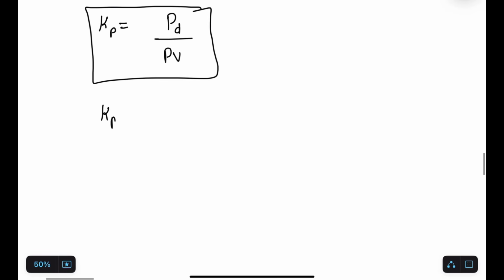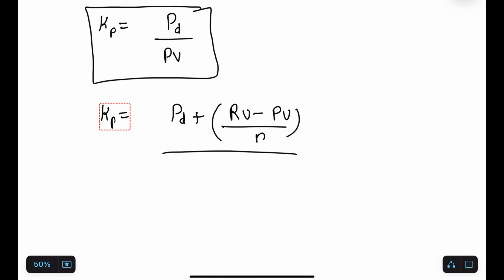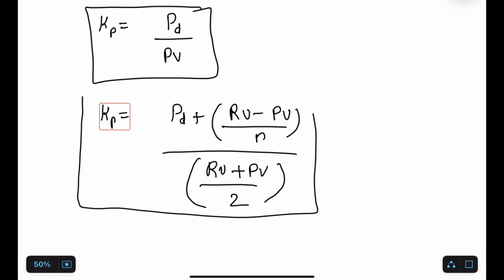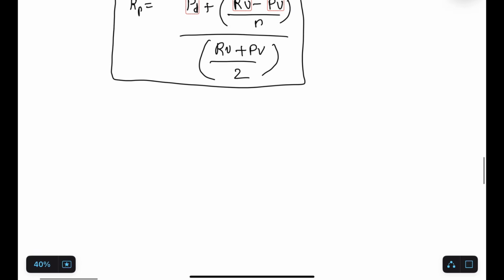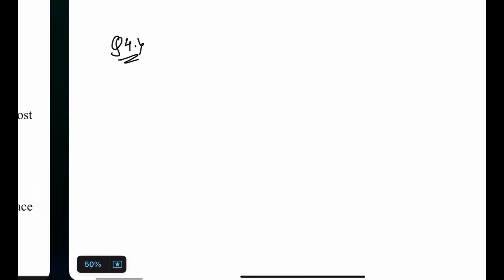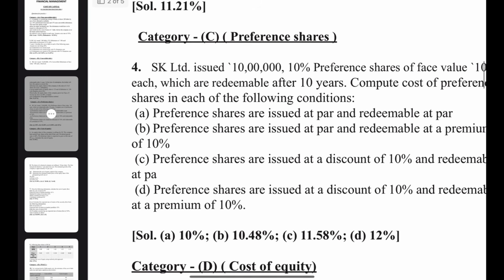When the preference share is redeemable, in a very similar manner, it is preference dividend plus the difference between RV minus PV divided by the life of the security, whole divided by the average of RV and PV. So this is the formula of cost of preference share when the preference share is redeemable. There is nothing much in preference share. We would solve one question of preference share and we would get a very clear understanding of it. It is very, very similar to that. There is nothing different in preference shares.